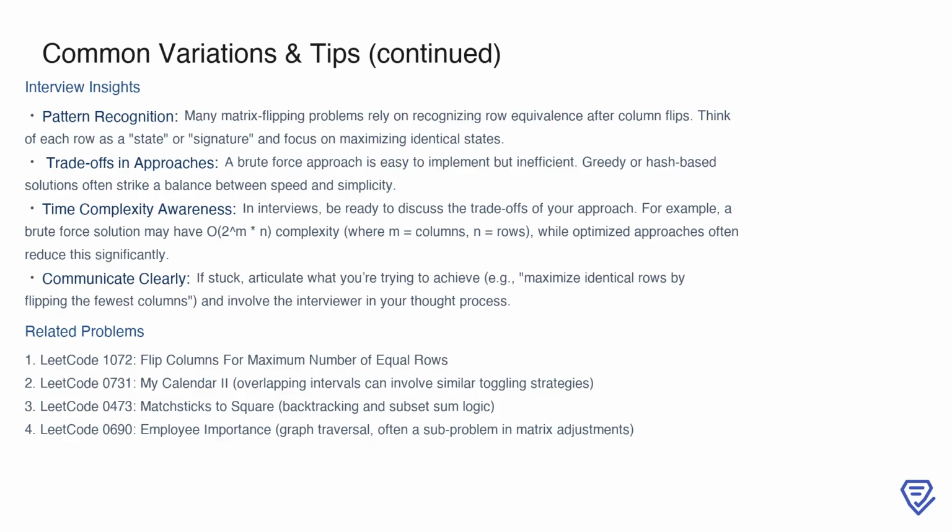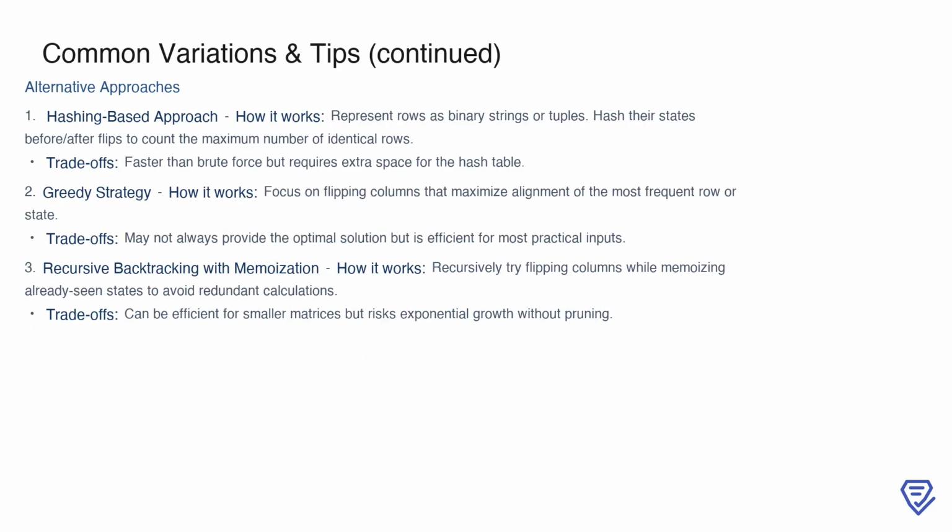There are several alternative approaches to solving this problem. A hashing-based approach involves representing each row as a binary string or tuple and hashing their states before and after column flips. This allows you to count the maximum number of identical rows efficiently. While this method is faster than brute force, it does require additional space for the hash table. Another option is a greedy strategy, where you focus on flipping columns that maximize the alignment of the most frequent rows or states. Although this approach is efficient for most practical inputs, it may not always yield the optimal solution.